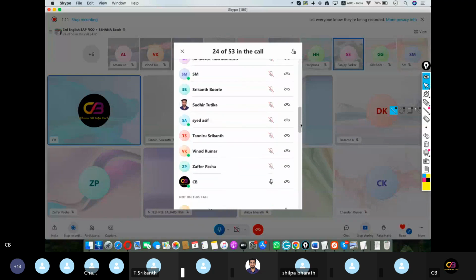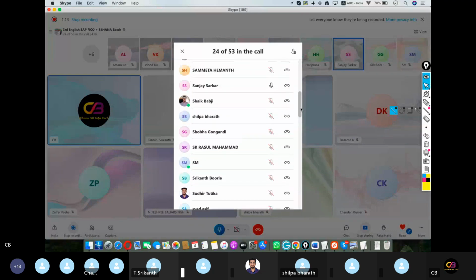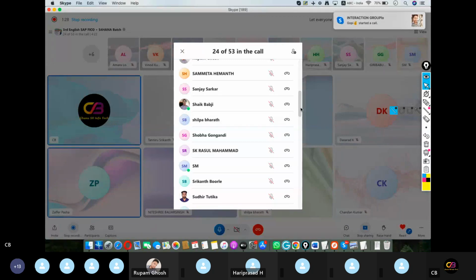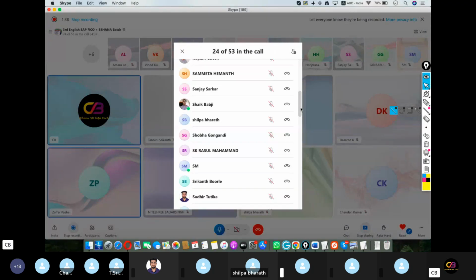Sir, a vague idea: S4HANA is on the cloud. I mean to say, ERP on the cloud. S4HANA on-premise, hybrid cloud is also there. S4HANA is the updated version of SAP. It has its own database when compared to SAP.